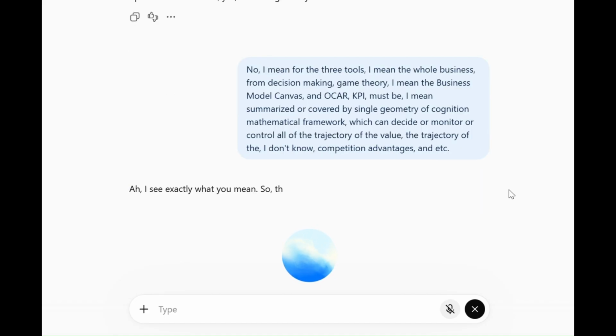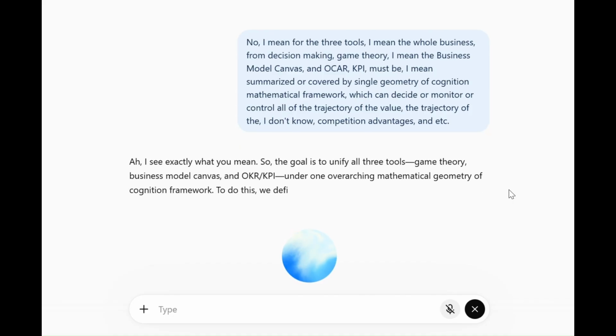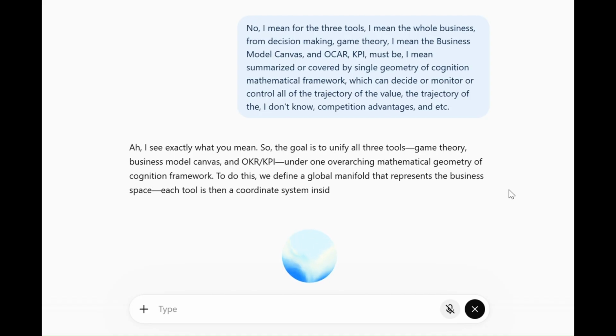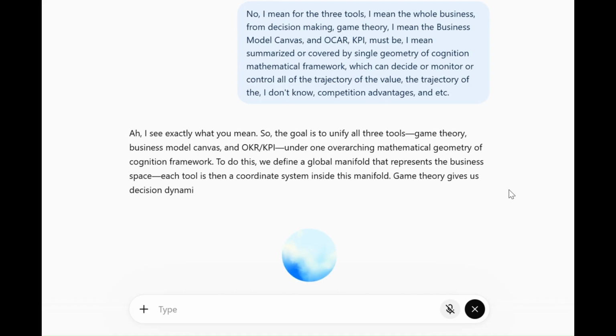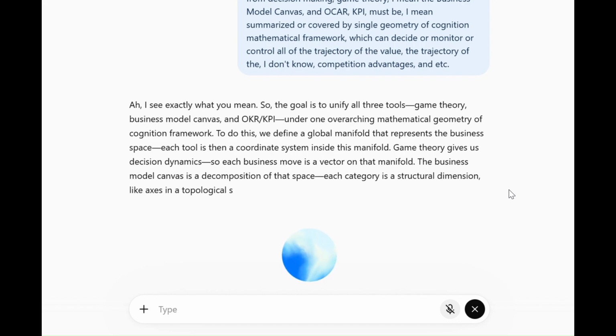I see exactly what you mean. So the goal is to unify all three tools, game theory, business model canvas, and OKR KPI, under one overarching mathematical geometry of cognition framework. To do this, we define a global manifold that represents the business space. Each tool is a coordinate system inside this manifold. Game theory gives us decision dynamics, so each business move is a vector on that manifold. The business model canvas is a decomposition of that space. Each category is a structural dimension like axes in a topological space.